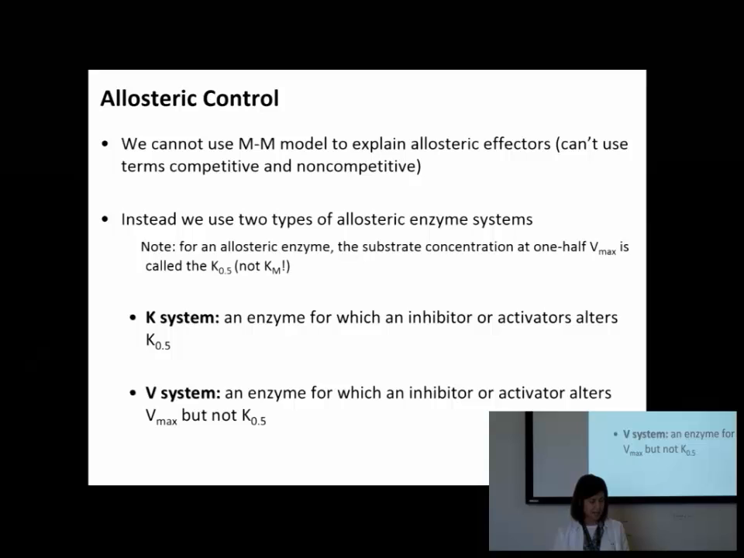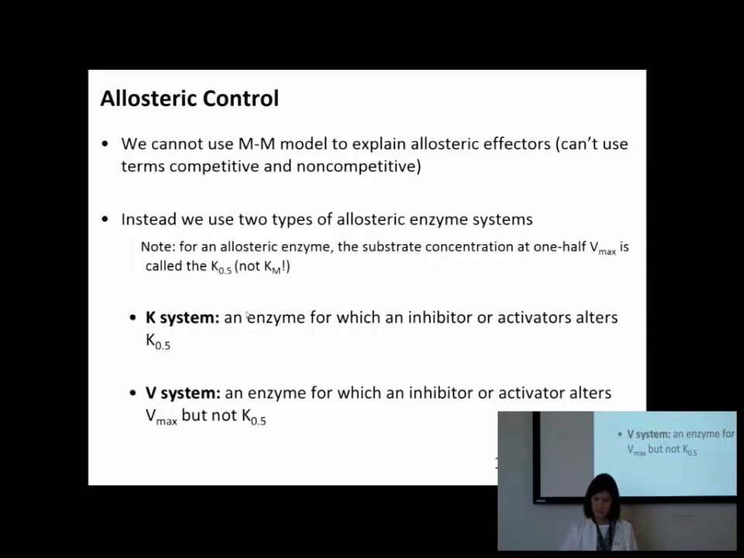So it's the same thing. Which one changed our Michaelis constant for the non-allosteric? Competitive. So that's like our K system. Which one changed our Vmax? Non-competitive. So that's like our V system. So there are different terms, but they're parallel. The math is very different, I'm not even going to go there, but they're parallel terms.